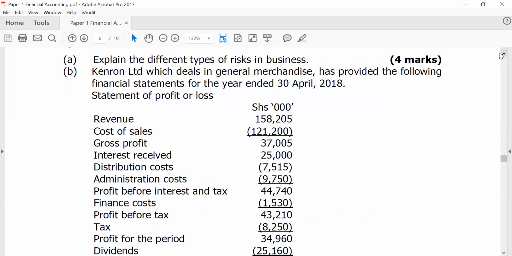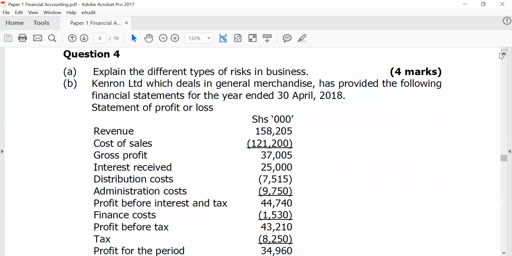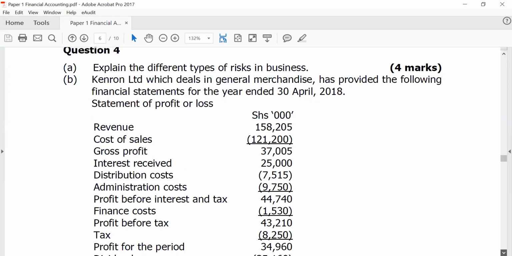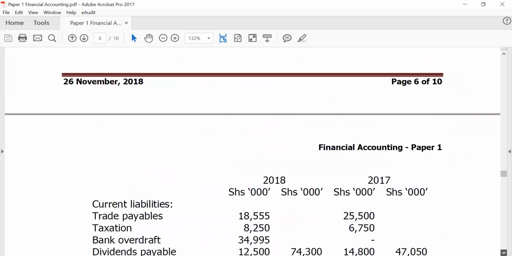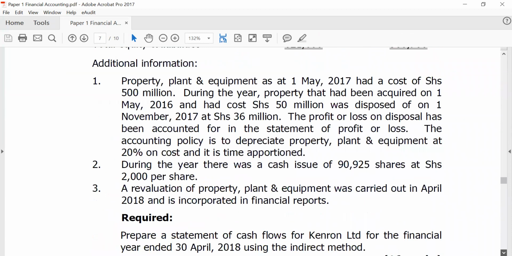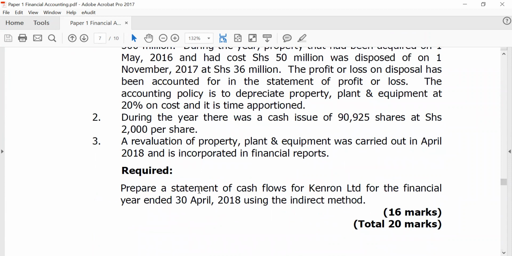As we can see here, this is Caron Limited, and at the bottom, one of the things they're asking us is to prepare a statement of cash flows for Caron Limited for the financial year ended 30th April 2018 using the indirect method. Before we proceed, I want us to go through some key concepts on cash flow statements, and then we can build on that to try out this number.